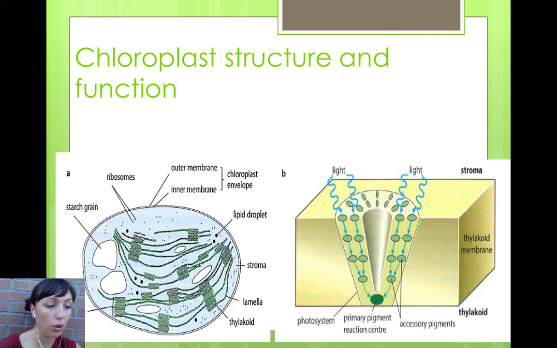The loop of DNA codes for some of the chloroplast proteins, as well as the ones which are made by the chloroplast ribosomes. However, other chloroplast proteins are coded for by the DNA in the plant cell nucleus.